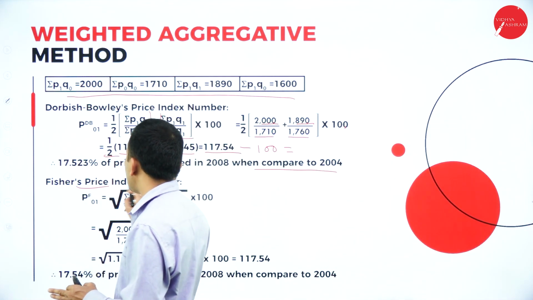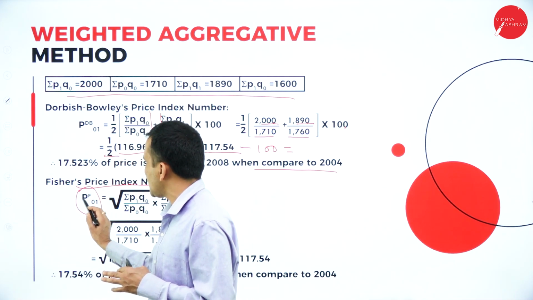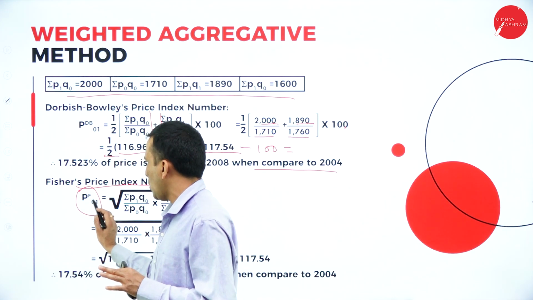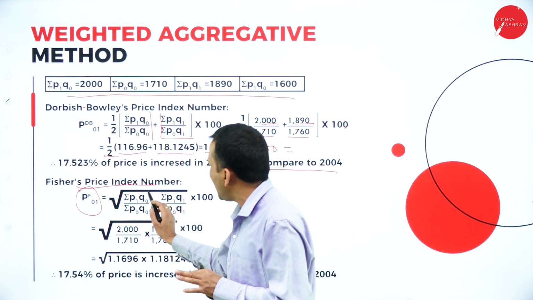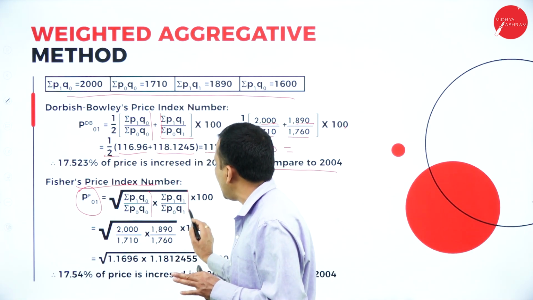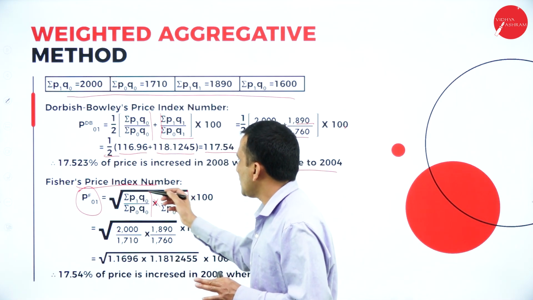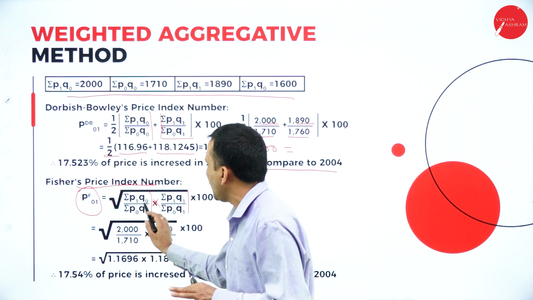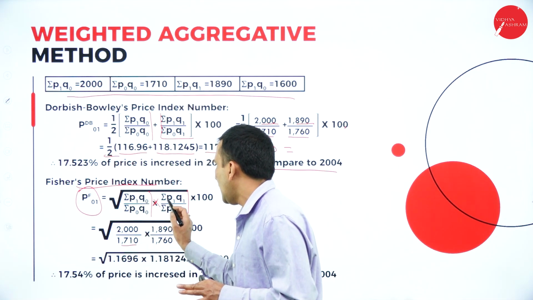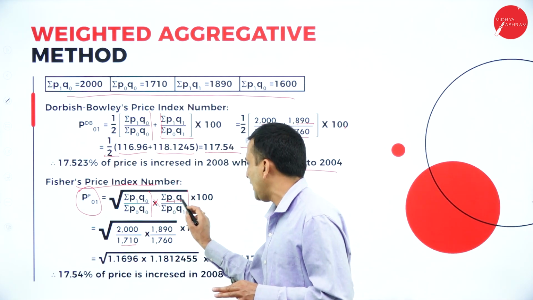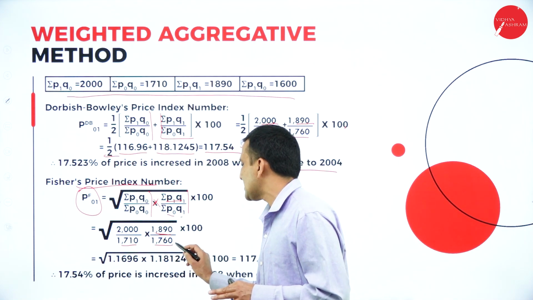Moving on to Fisher's index number, the price index number. Symbolically the price index is always written like this, P01. For Fisher's index, inside the square root we write Laplace on the left and Paasche on the right, and the sign is multiplication, into 100. So the values I have posted as they are: P1 Q0 value 2000, P0 Q0 value 1710, and here for Paasche, sigma P1 Q1 value 1890 and P0 Q1 value 1760.